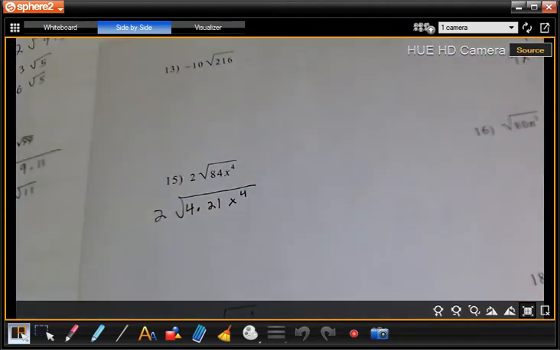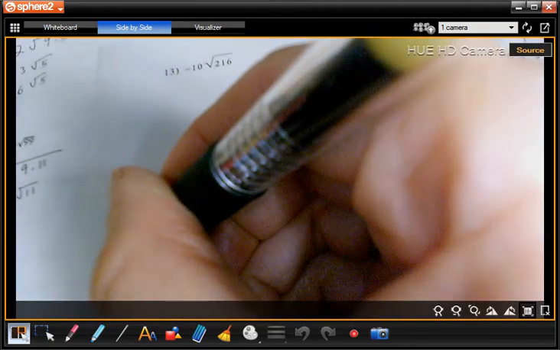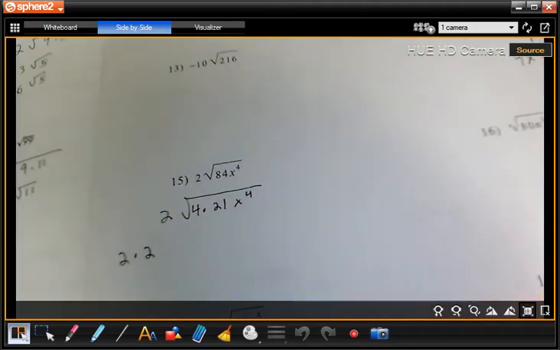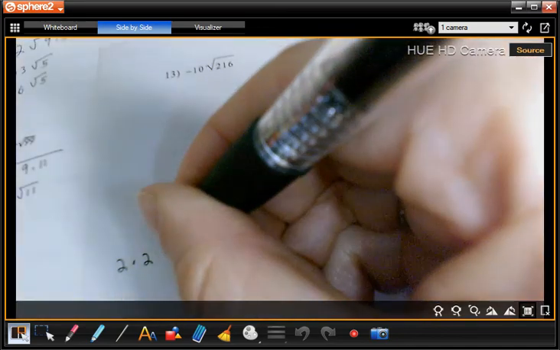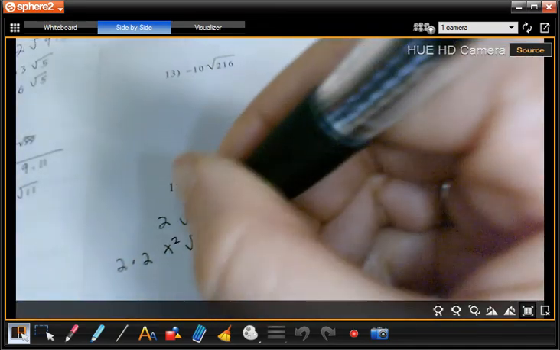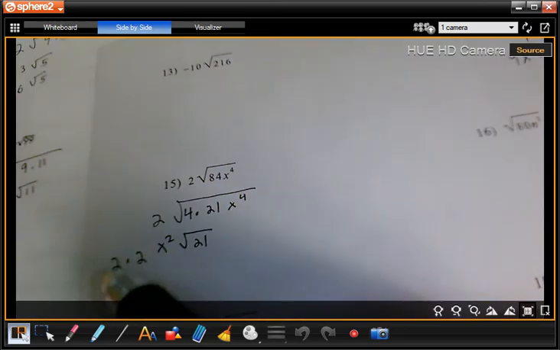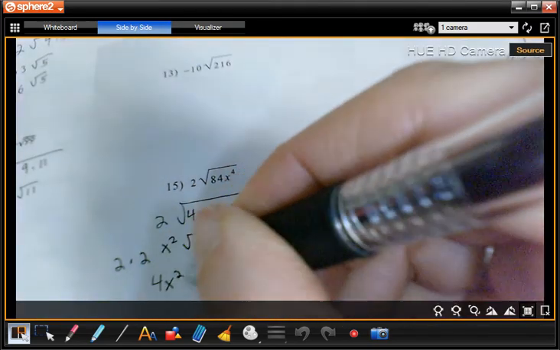Okay, what's the square root of 4? 2. So I'm going to bring that 2 down again. I'm going to times it by 2. How many pairs? I've got 4 socks in there, and I want to take out how many pairs there are. So there's 2. So we go x squared. And we leave that 21 on the inside. Now what's 2 times 2? So we have 4x squared square root 21.